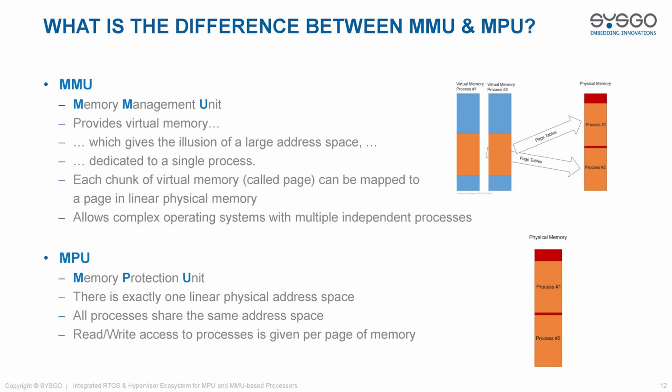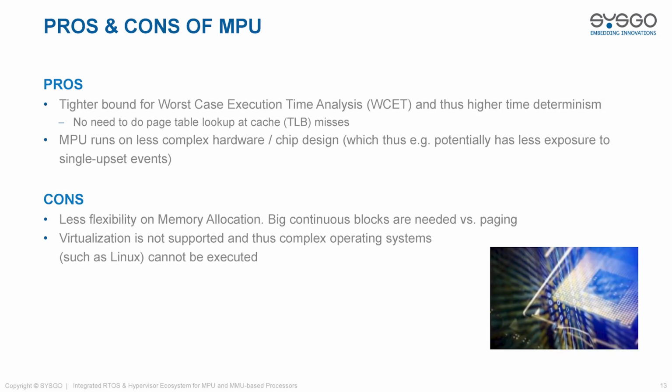In contrast, MPUs are well suited for simpler systems where the focus is on maintaining the security and isolation of individual processes. They achieve this by ensuring that each process remains within its allocated memory area, protecting it against unauthorized access or disruptions. Let's briefly summarize the pros and cons of the usage of MPU.